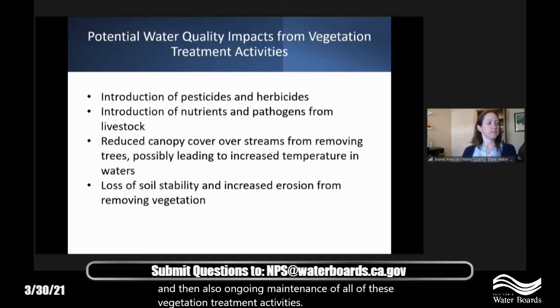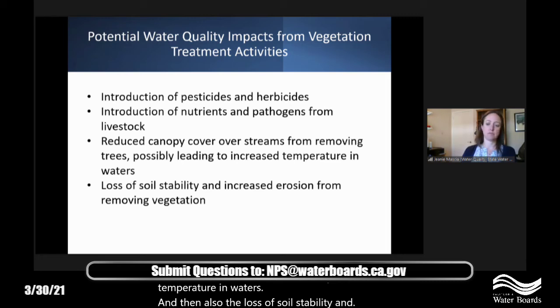So while the State Water Board fully supports the goal of reducing wildfire risk by increasing the pace and scale of vegetation treatment, the State Water Board also has to ensure that water quality is protected from degradation. Some of the water quality impacts that could happen from improperly conducted vegetation treatment include the introduction of pesticides and herbicides to waters of the state, the introduction of nutrients and pathogens from livestock, reduced canopy cover over streams as the result of removing trees, which could lead to the increase of temperature in waters, and also the loss of soil stability and increased erosion from removing vegetation.